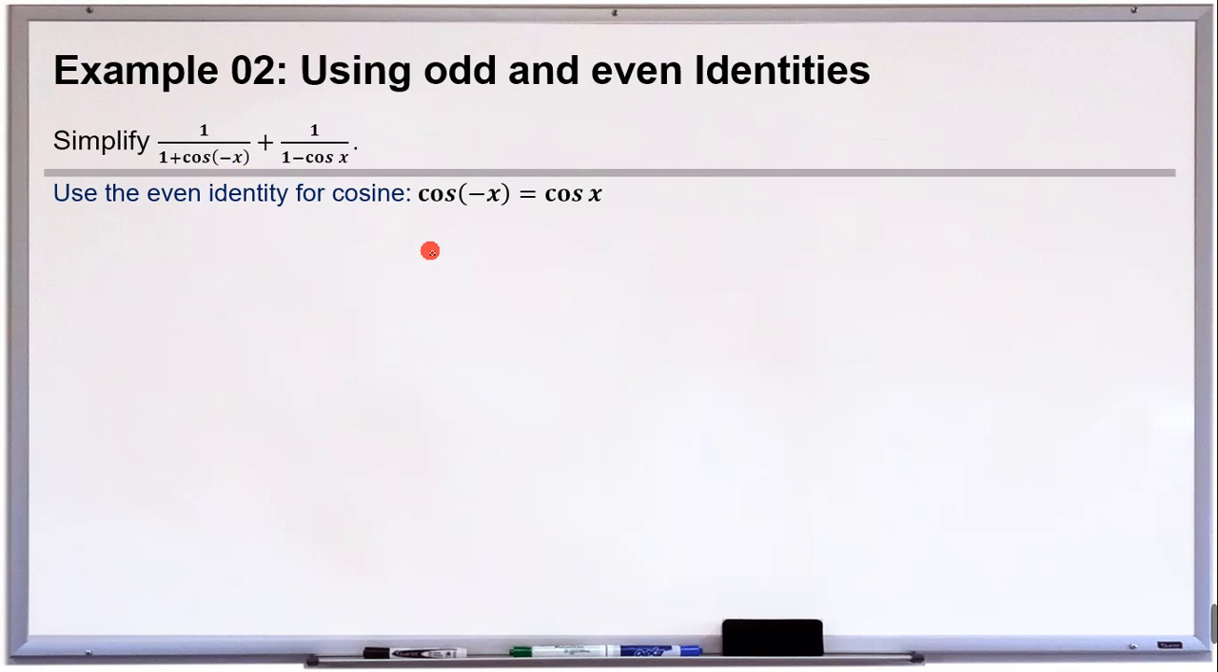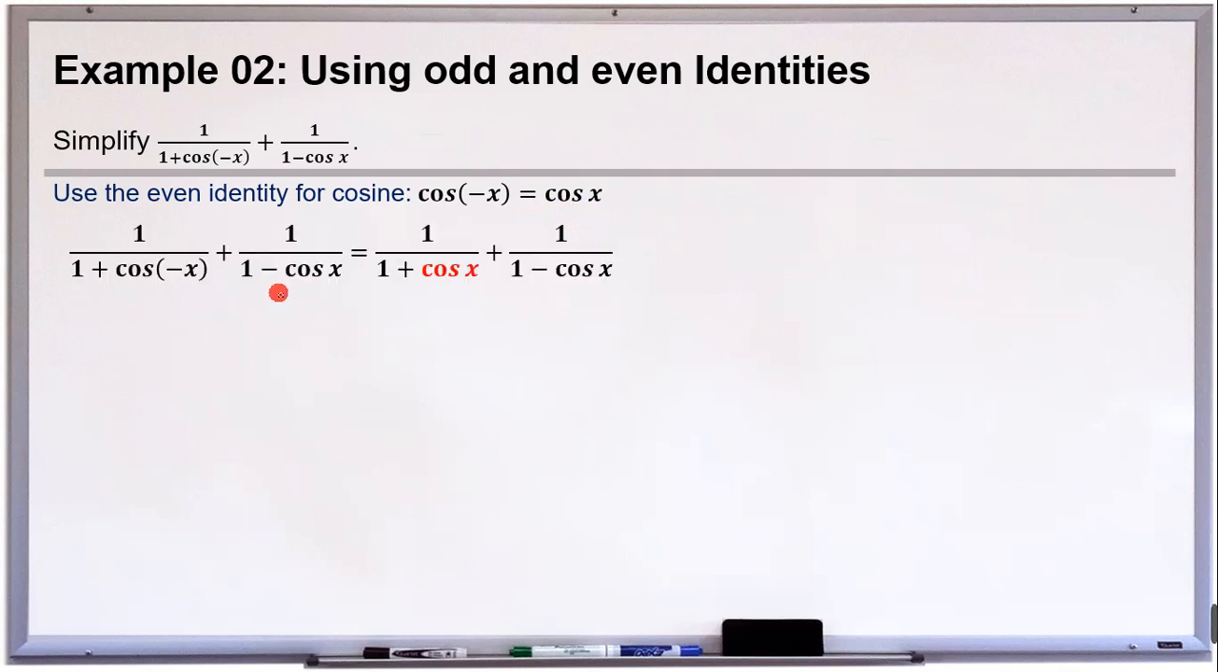For the even identity for cosine, we all know that the cosine of a negative angle is still equal to the cosine of the positive angle x. So substituting that, the first term will become 1 over 1 plus cosine of x instead of the negative angle. Then plus, copy the second term. So that's 1 minus cosine of x.